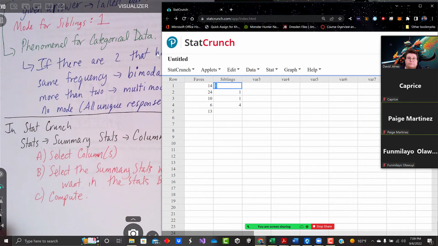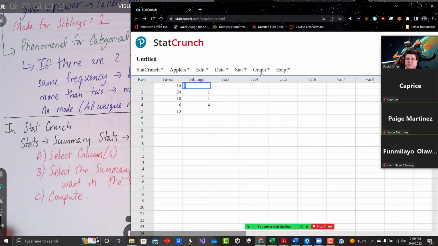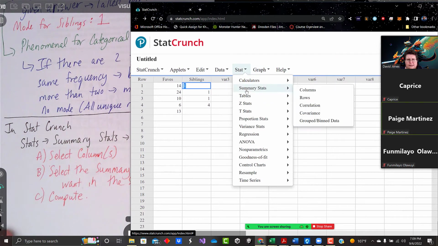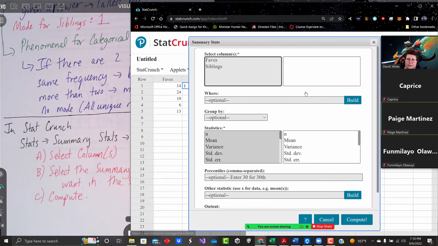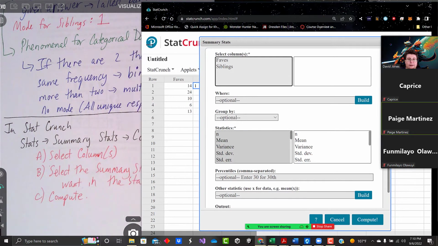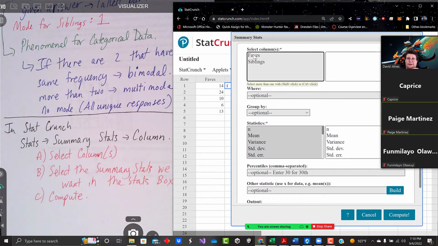All right, so I'm going to go stats, summary stats, columns. This is because right now I have my data set up in columns. This is generally how you're going to do it. Each person's individual responses make one row. So we're going to stats, summary stats, columns. Then step one was select the column that you want to work with. Let's just work with faves for now.